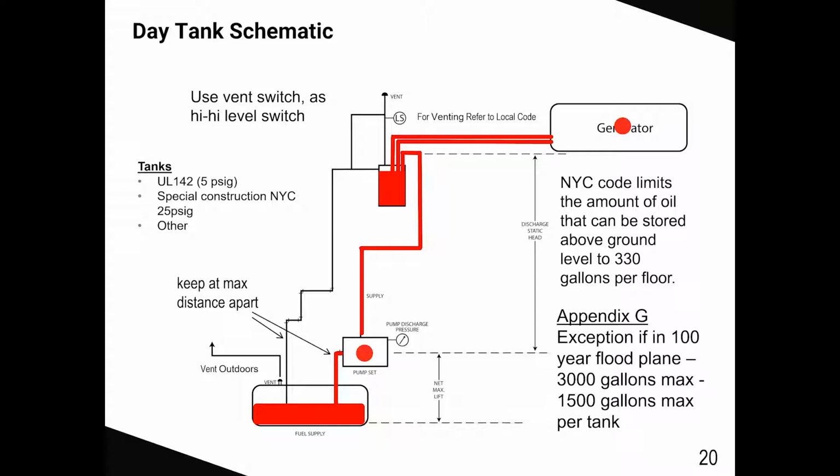And UL 142 rated tanks are maximum 5 psi static pressure rated. However, the New York City alternate tank design is rated for 25 psi minimum. The New York City tank design allows the vent lines to be extended further and higher in elevation. This higher pressure rated tank must be used for installations with vent lines above 12 feet vertical or over 20 feet horizontal. Sub-basements and lower may require a higher pressure rated tank.